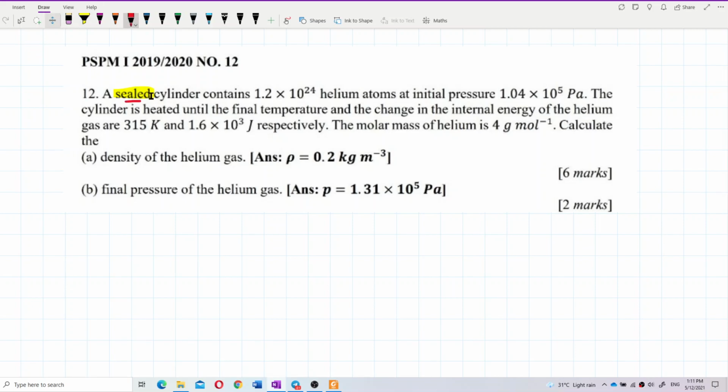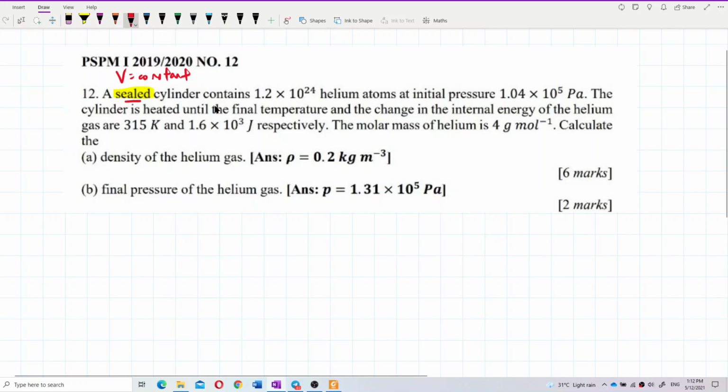What is meant by sealed cylinder? Can you imagine what a sealed cylinder is? That means it is a closed cylinder, right? A closed cylinder, so this cylinder is fixed in volume. Sealed, this is the key of it. Sealed cylinder means it's constant volume. You can say this is an isochoric process. Okay, constant volume. This is the first thing we know. We must know this. Sealed cylinder means constant volume.